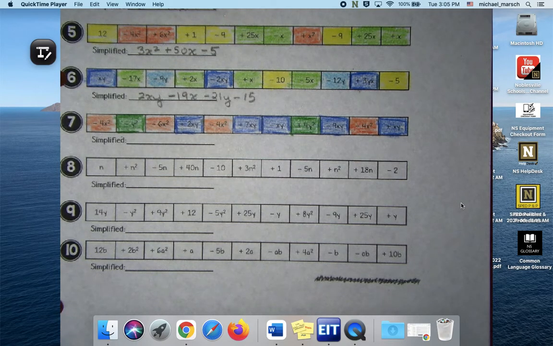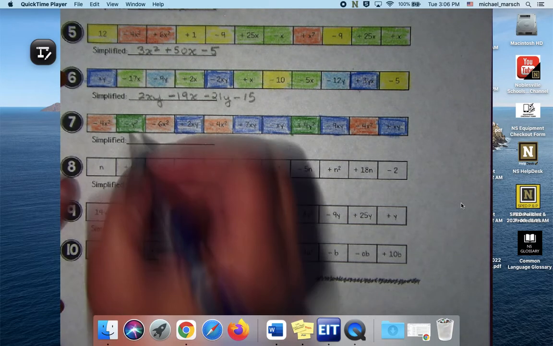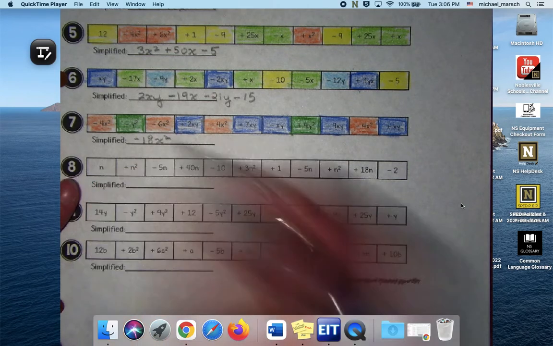Okay, so let's start out with our x squareds. So in your head right now, combine all the x squared terms. Negative 20x squared. Right? Negative 18. Negative 18x squared. Yes.